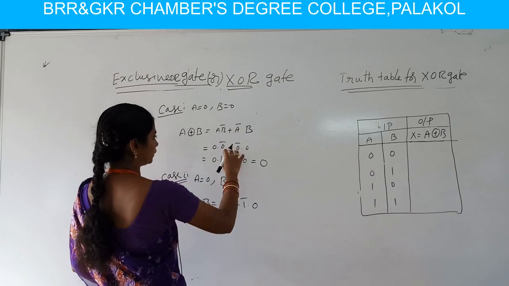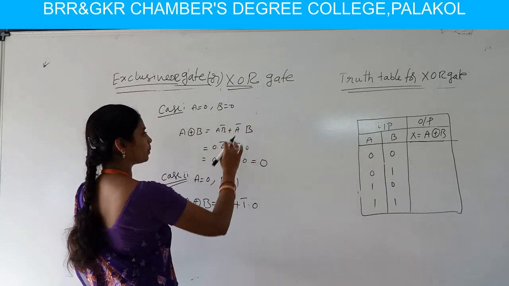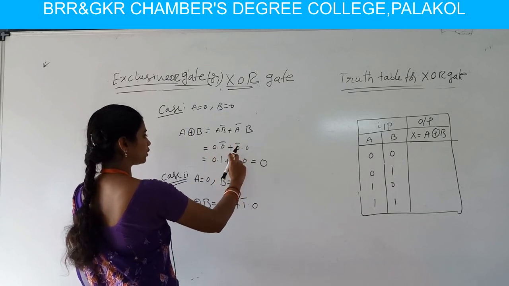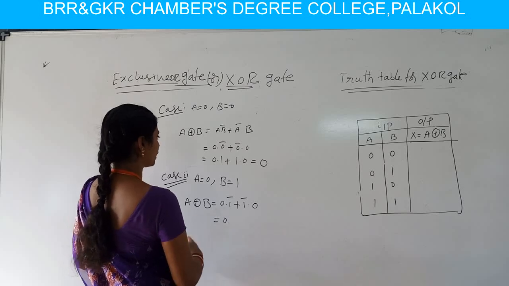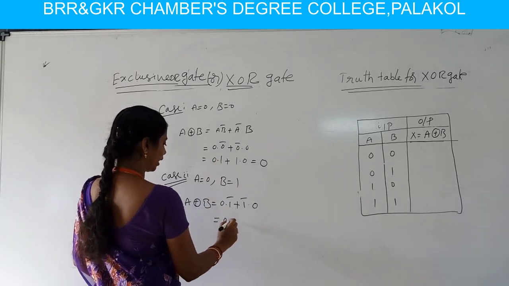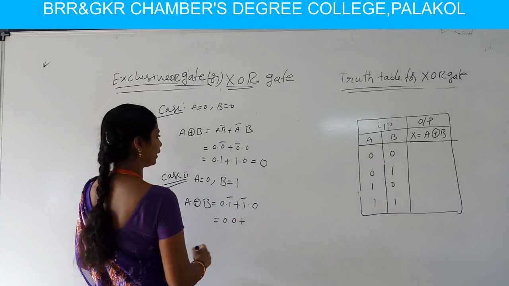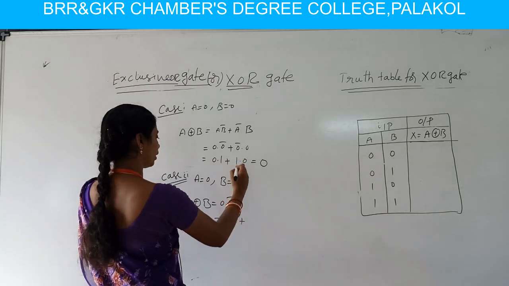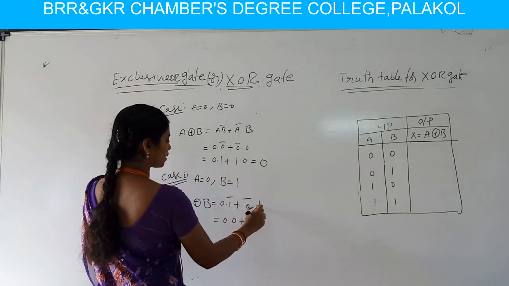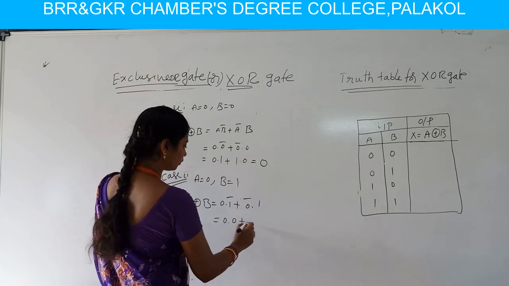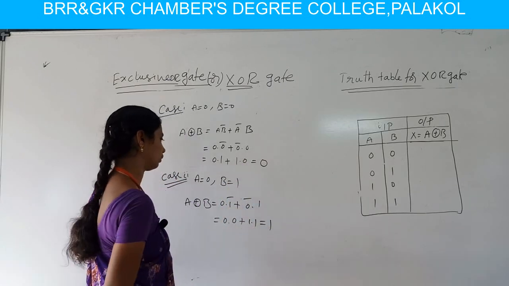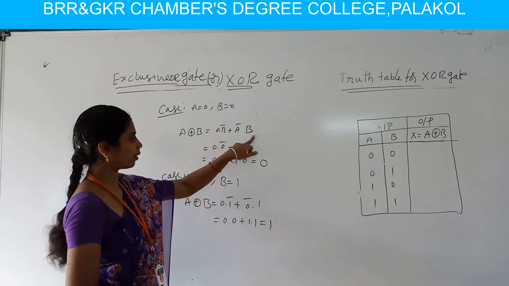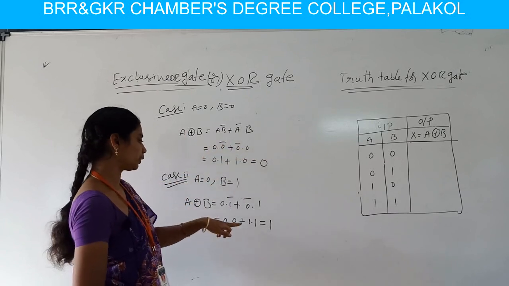Here the inputs A 0 and B 0 give the output 0 bar dot 0, 0 bar dot 0. So these are zeros, no problem. Here 0 dot 1 bar has the output 0, but for A bar B, A bar is 0 bar and B is 1. So 0 bar means 1, and 1 dot 1 is 1. So in case 2, A is 0 and B is 1, A B bar plus A bar B, and we have the output as 1.